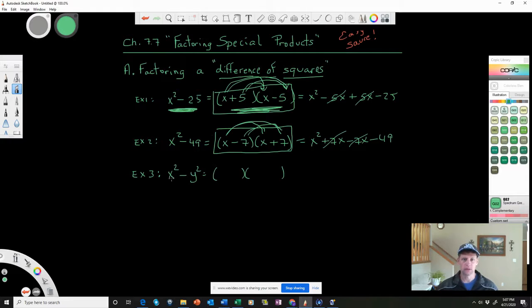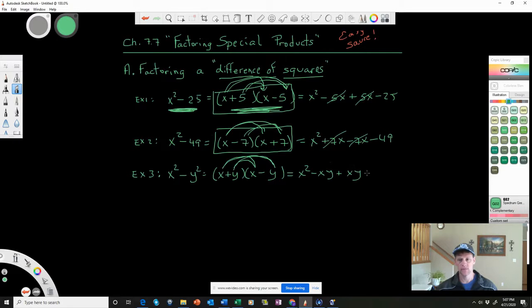All right, what times what gives us x squared? Yep, x times x. What times what gives you y squared? Yep, y times y. So let's make one of these plus and one of these minus, and let's see what happens when we multiply. x times x is x squared. x times negative y is negative xy. y times x is positive xy.